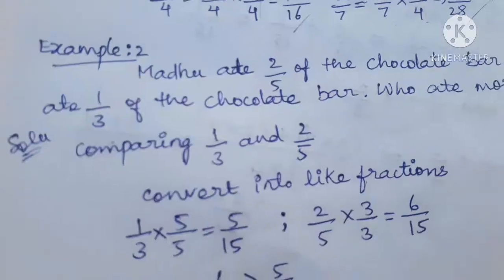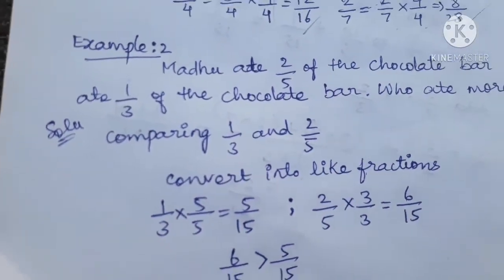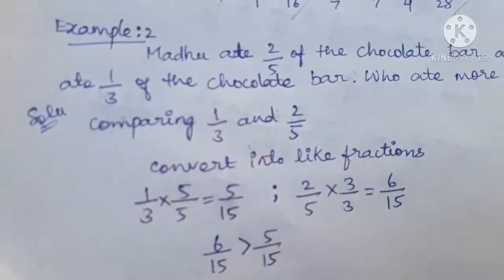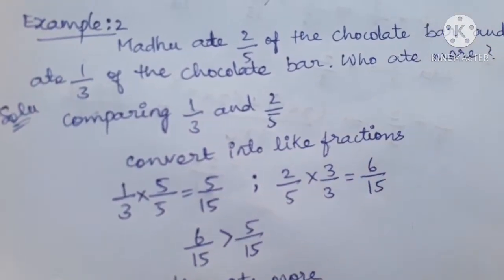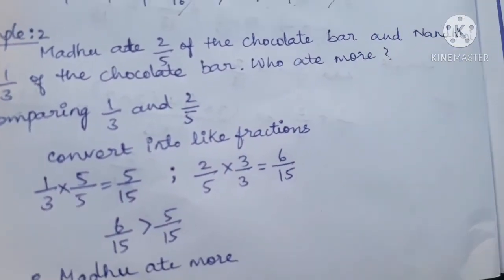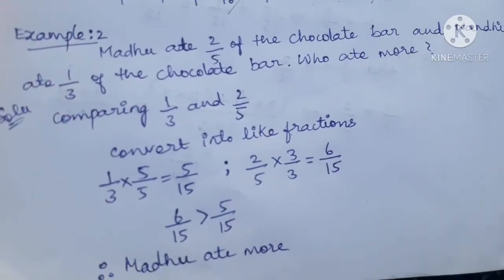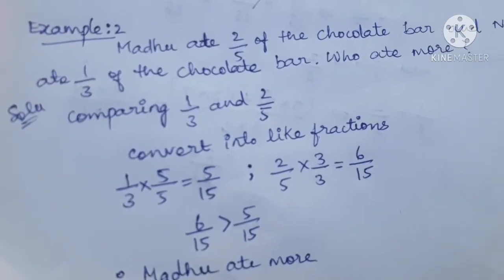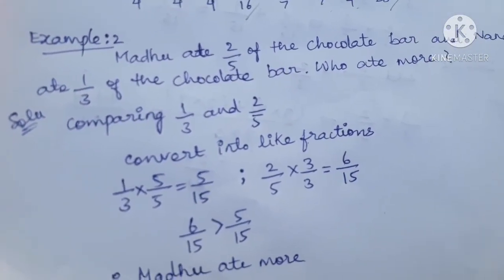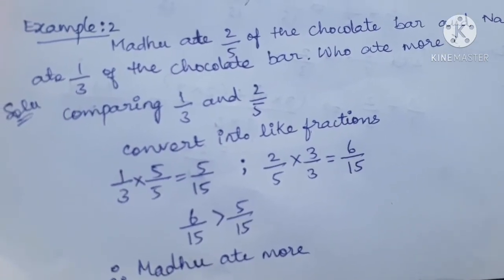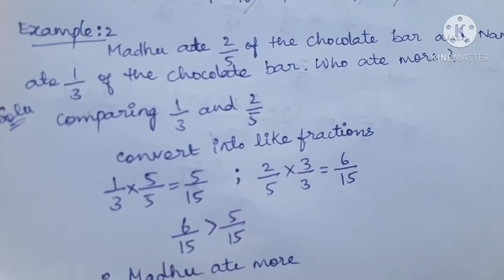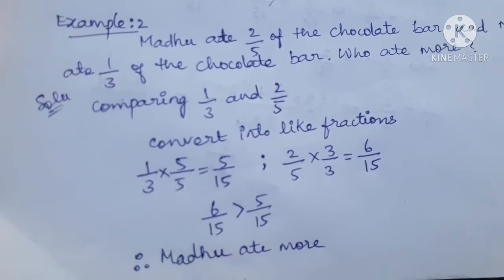Okay, the next example is very interesting. So you can see, Madhu ate 2 by 5 of a chocolate. Okay, she ate 2 by 5 and Nandini ate 1 by 3 of the chocolate bar. Who ate more? So now we are going to compare two different fractions, that is, unlike fractions. How to compare? I told you.